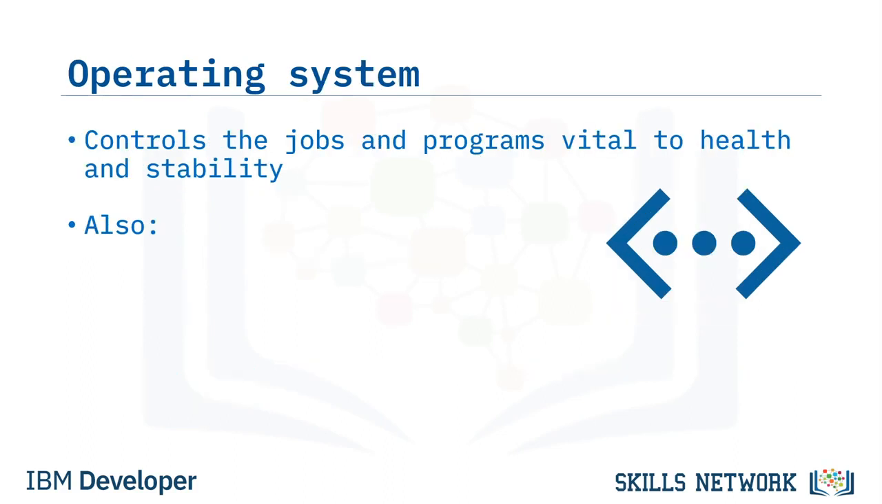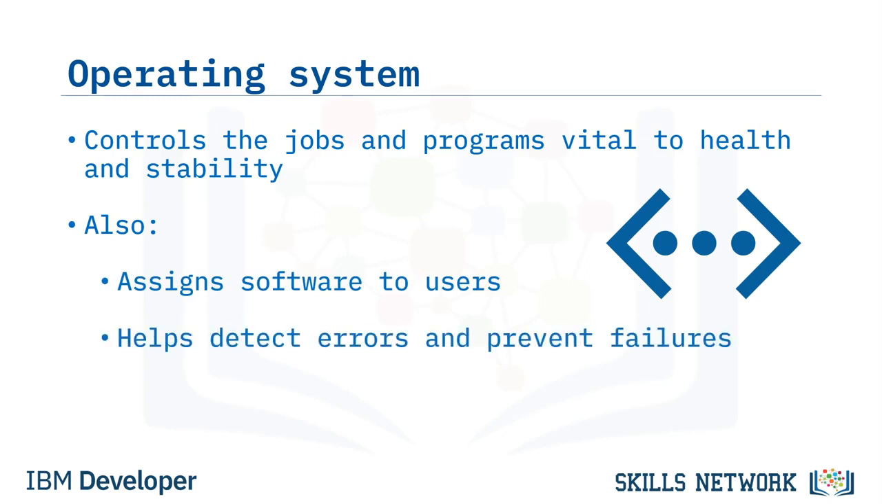The operating system controls the jobs and programs that are vital to system health and stability. It also provides these functions: assigns software to users, helps detect errors and implements measures to prevent complete system failures, and performs file management tasks.